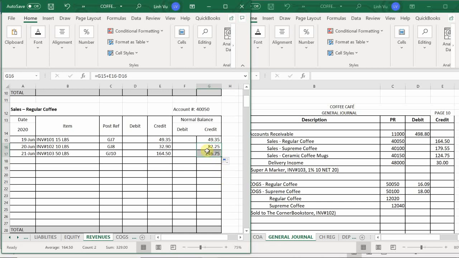Mm. Oh wait. Oh, missing something. 246.75. Oh, yes. You put it in the wrong side or typoed. So yes, it should be 246.75. Yes, got it.